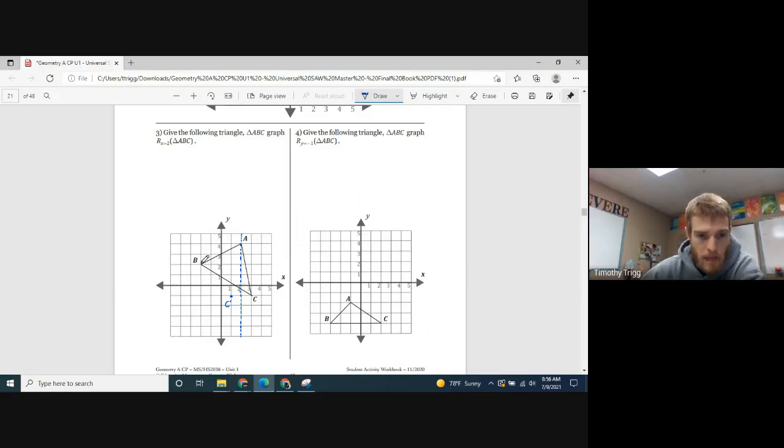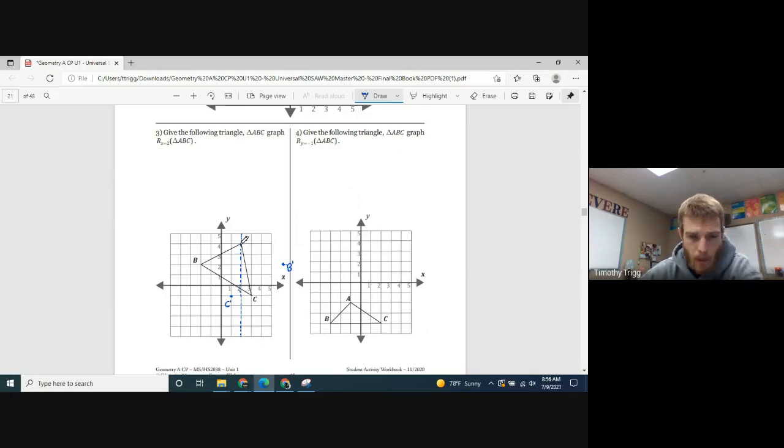Now let's do B and find B prime. So let's see, how far away is B from our reflection line? 1, 2, 3, 4. So I want to go 4 away in the opposite direction. 1, 2, 3, 4. It's going to be off the chart a little bit, but that's okay. So B prime is going to live over here. You want to imagine this grid goes on forever. Don't worry if it goes off the picture a little bit.